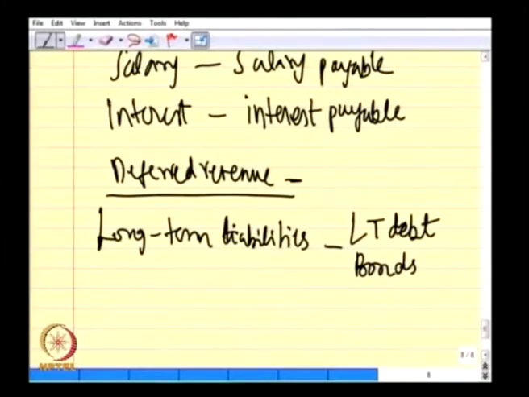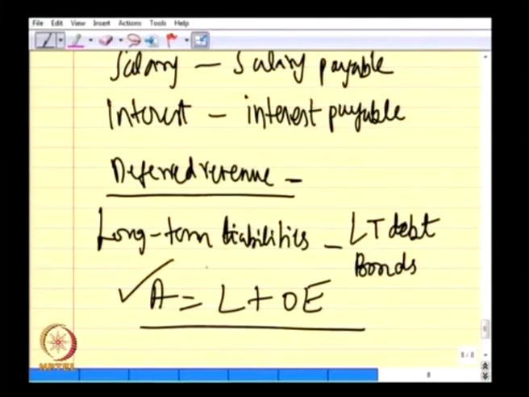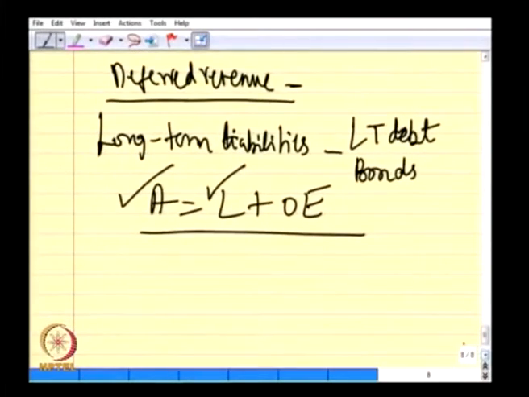These are long term debts. And I already told you that the fundamental equation is assets is equal to liabilities plus owner's equity. We have seen what asset categories are, what liability categories are. Now, let us see what the owner's equity categories are. What is owner's equity?